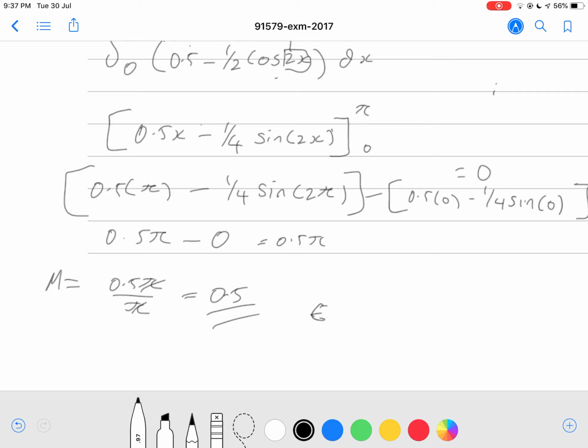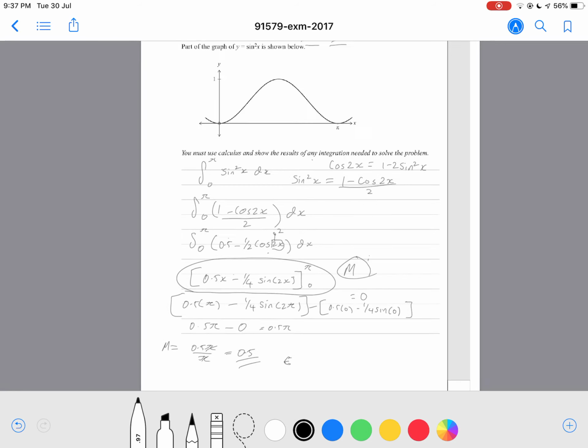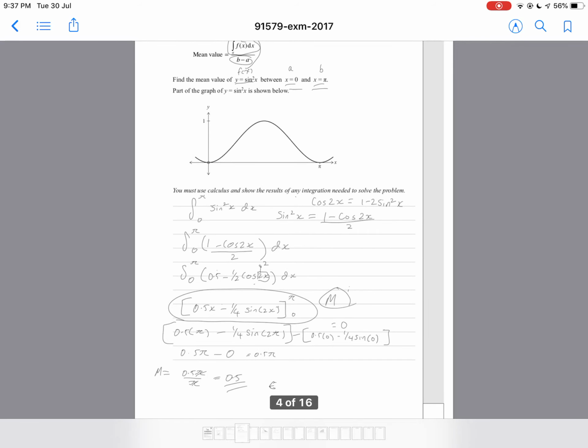To get a merit grade, you're looking for correct integration of the sine squared x. So sine squared x integrated correctly will get you a merit, so up to here will get you a merit. And there's no criteria for an achieved. You cannot get an achieved for this question. And the final answer will get you an excellence grade.